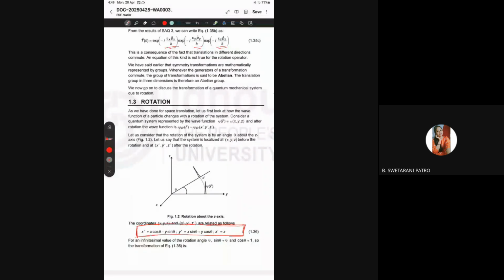So this is what you will get. X prime will be equal to x cos theta minus y sin theta. So that will be like cos theta minus sin theta, then sin theta and cos theta. Are you getting it? Or maybe I should write it.